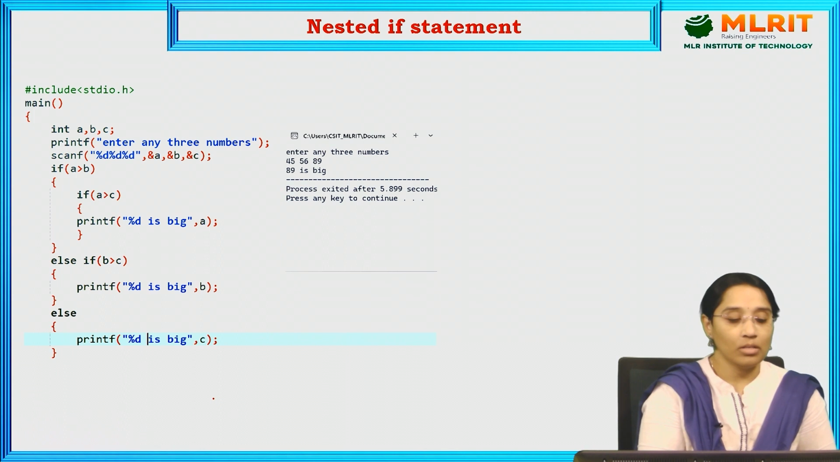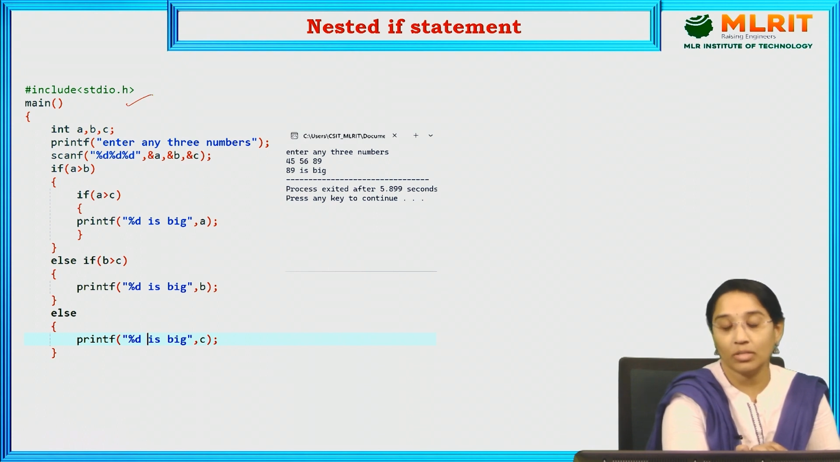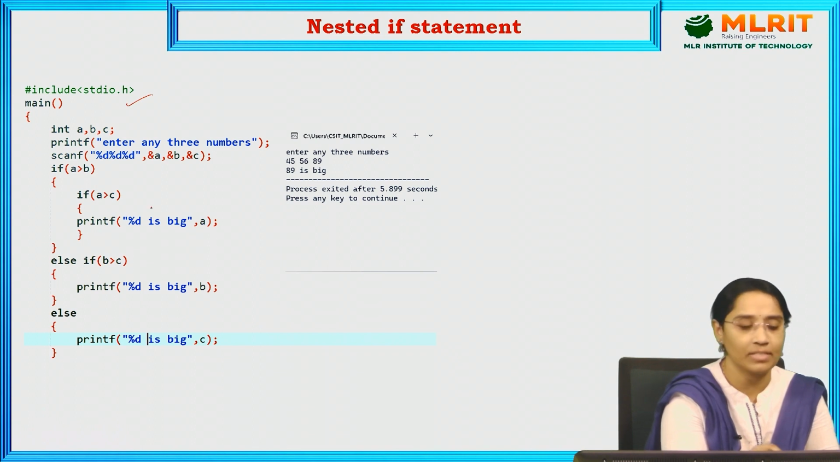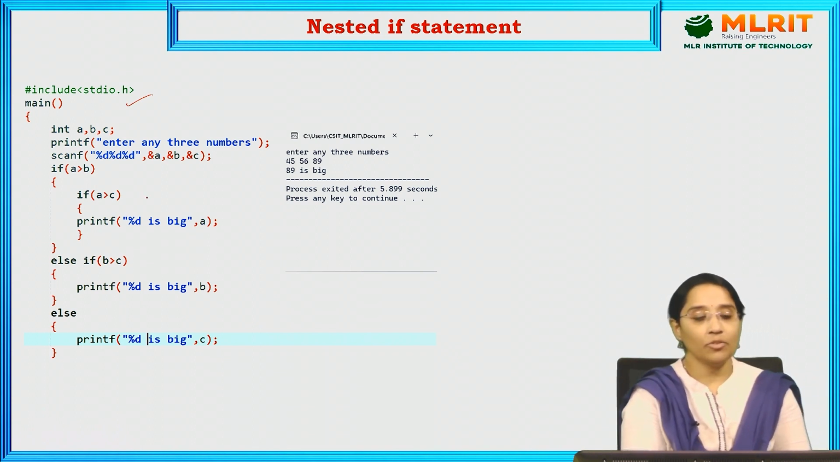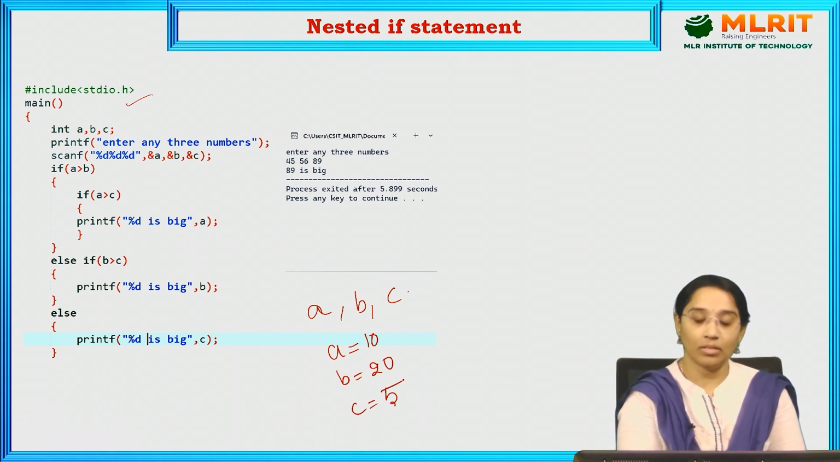Next one here. This is the sample program to check the largest among three numbers. Hash include stdio.h, the header file. I told you to include this header file because we are using some predefined functions like printf and scanf. To check the largest among three numbers, consider three variables a, b, c. Let's consider a equals 10, b equals 20 and c equals 5. These are my three inputs.